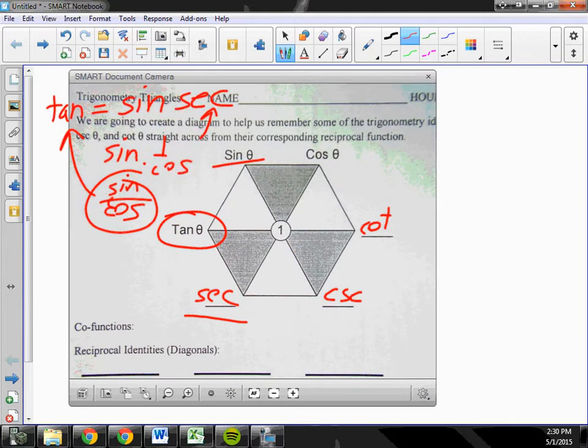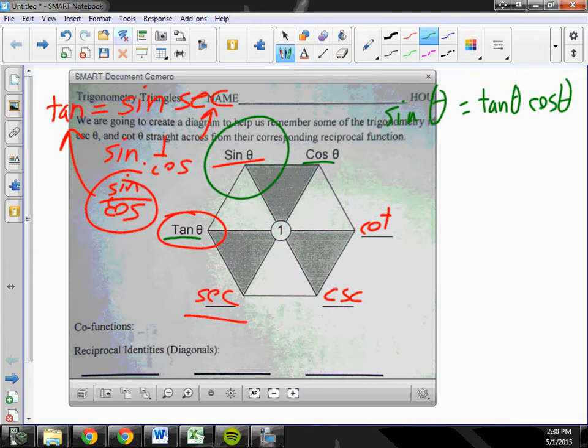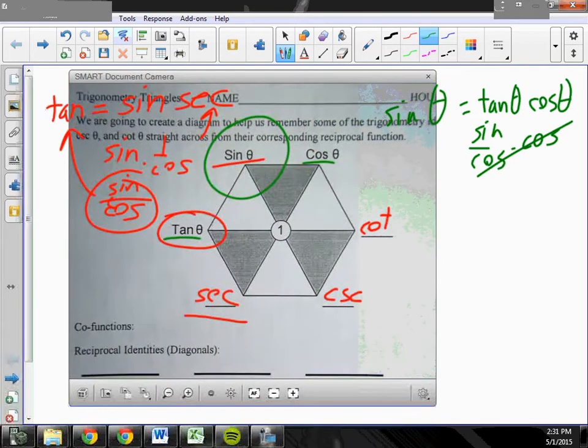Okay. The next product identity, sine of theta is equal to the 2 adjacent vertices, tangent times cosine. So tangent of theta times the cosine of theta. How do I verify that that's true? Change the tangent to sine over cosine times cosine. Cosines cancel. Sine equals sine. So I did it right.